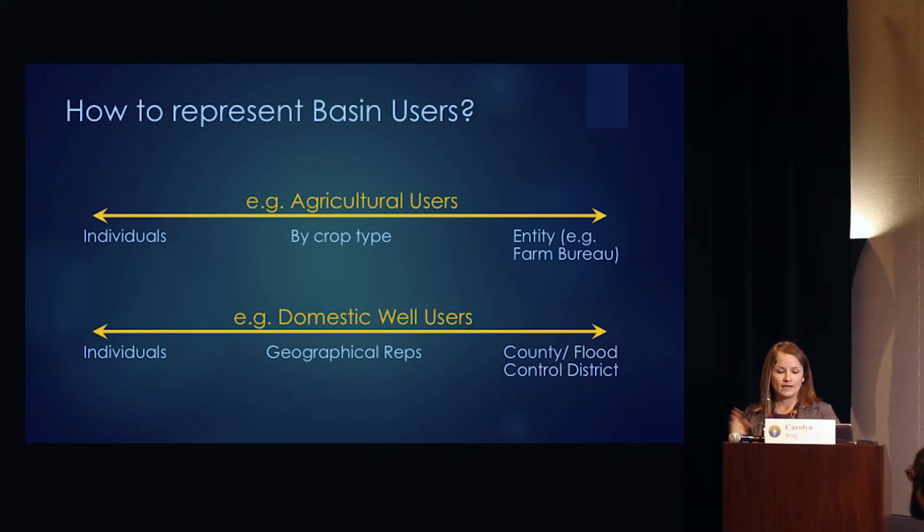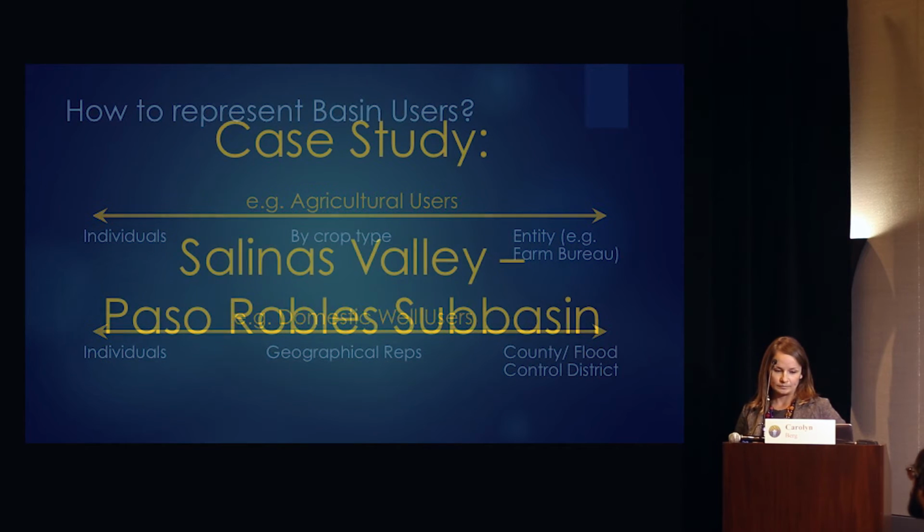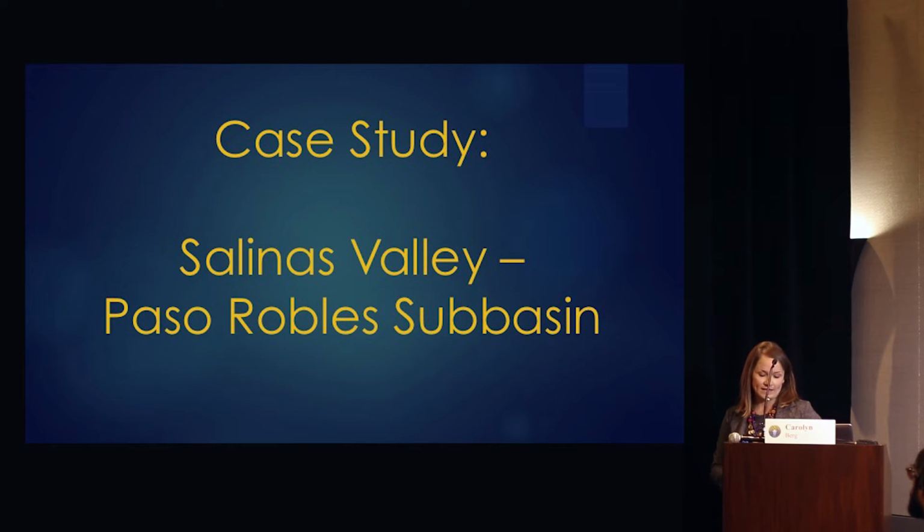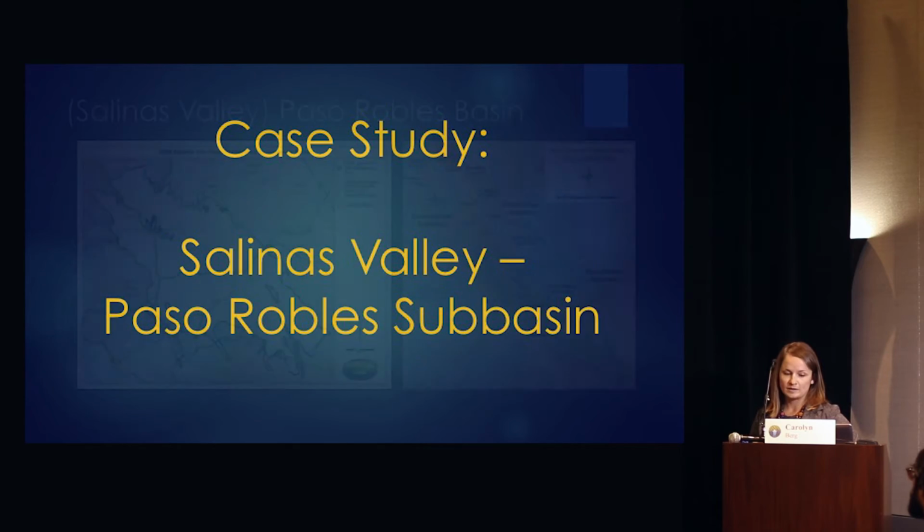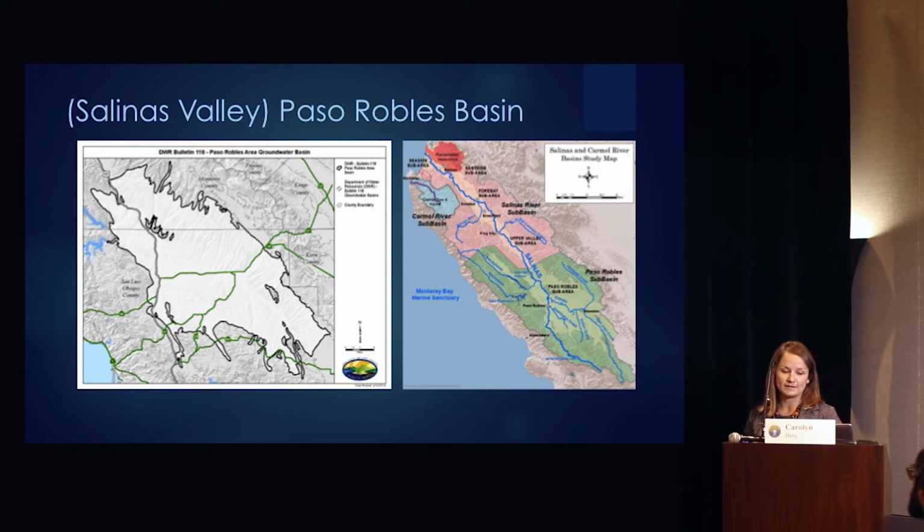or otherwise? And so we kind of have this full scale, and I think a lot of this deals with where their trust lies and where they think they might be well represented. So that leads into the case study of the Salinas Valley and specifically the Paso Basin, a sub-basin within there.